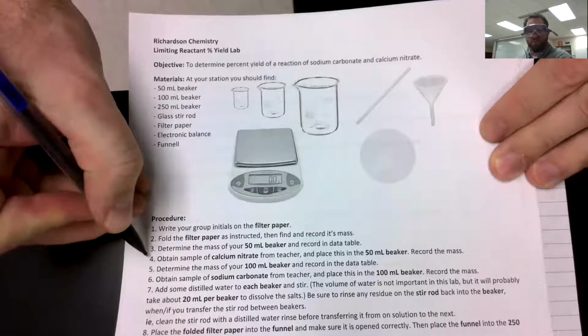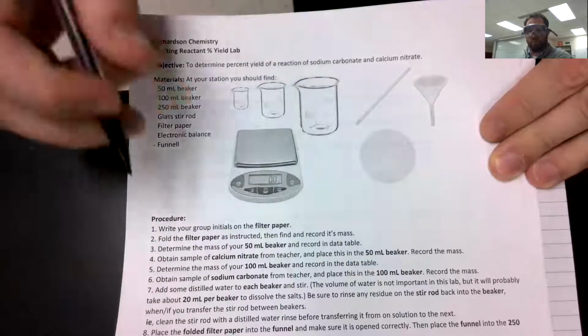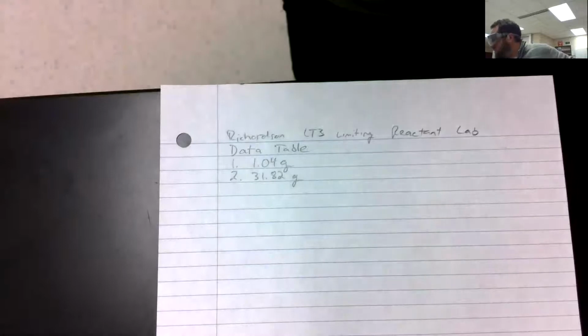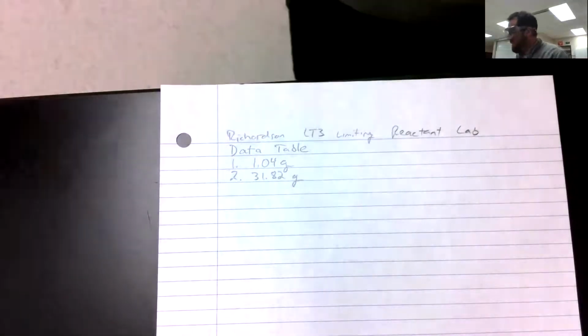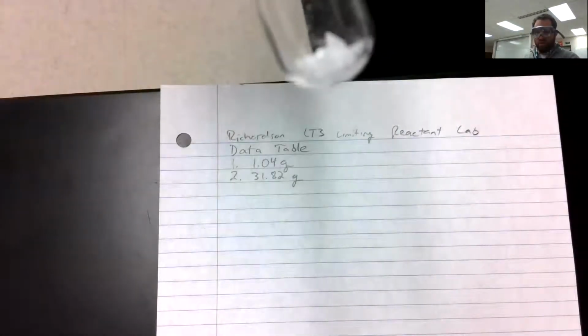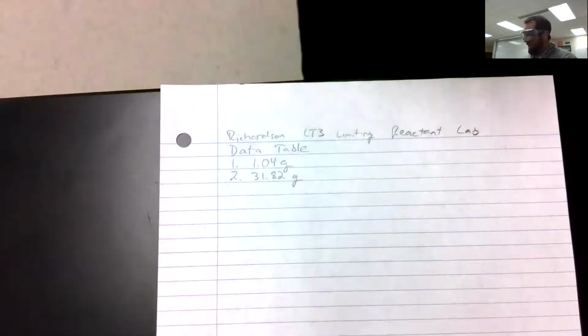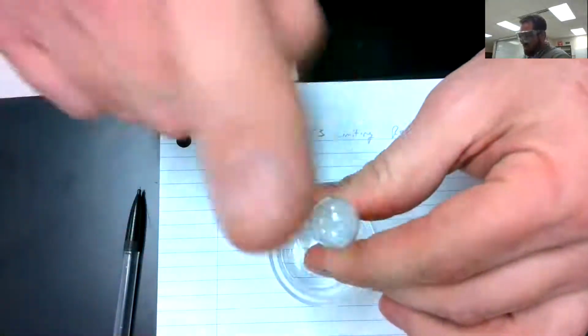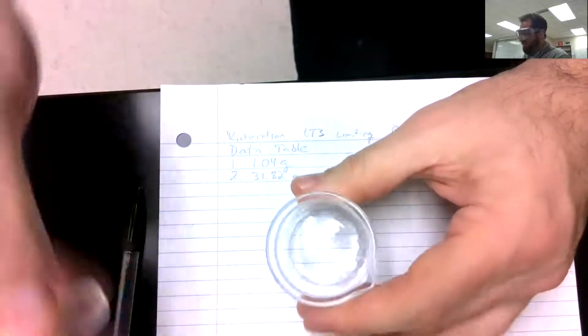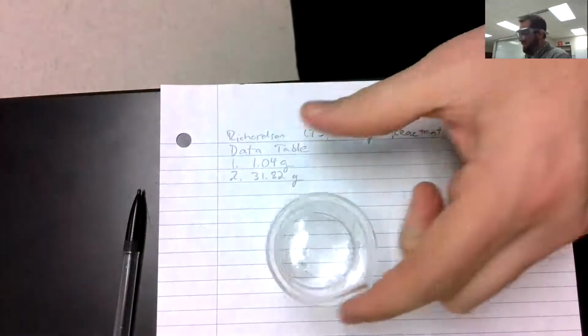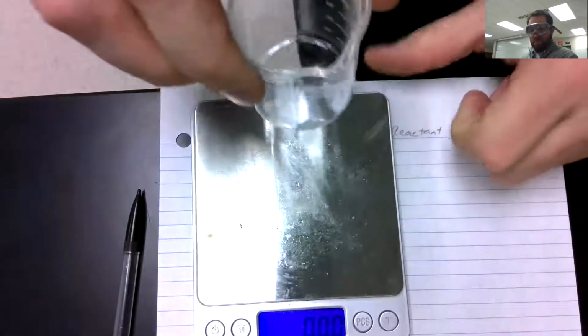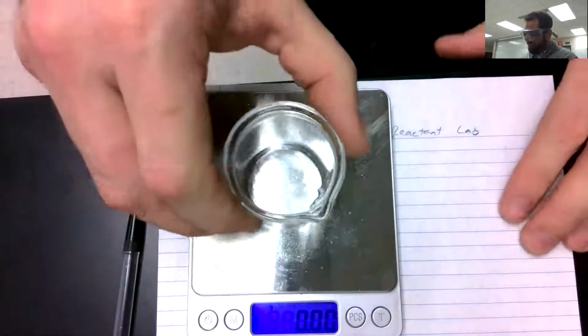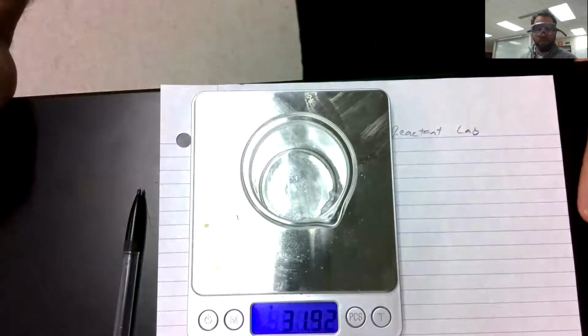All right, now the next part. So we're on to step 4, where we're going to obtain some calcium nitrate from your teacher. For me, well, I've already got mine sitting here ready to go. So here's my calcium nitrate. Just looks like a fine white powder. That's what a lot of salts look like, actually. I'm going to go ahead and pour it into my little beaker here, as much as I possibly can. There we go. And now I'm going to find this mass. Make sure it's zeroed out. Got 31.92.